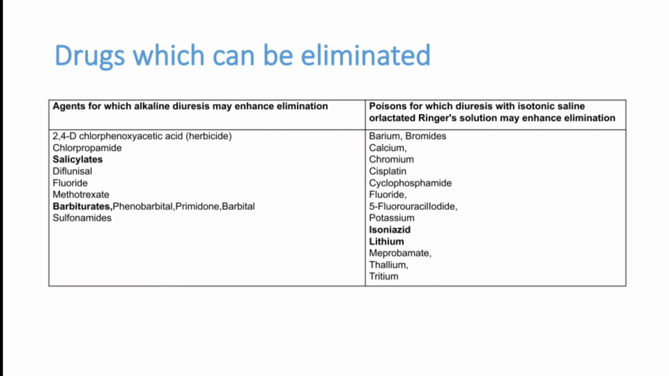The most important drugs in this group are salicylate and barbiturate. Both these drugs' toxicities are very common. Other drugs are sulfonamides, methotrexate, fluoride, diphenyl, which also can be removed by this route, but the commonest are salicylate and barbiturate. For all practical purposes, lithium elimination can be increased by Ringer lactate and normal saline transfusion. Alkaline diuresis can increase the elimination of salicylate and barbiturates.